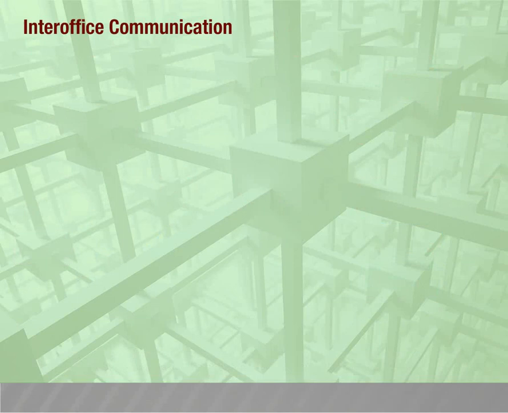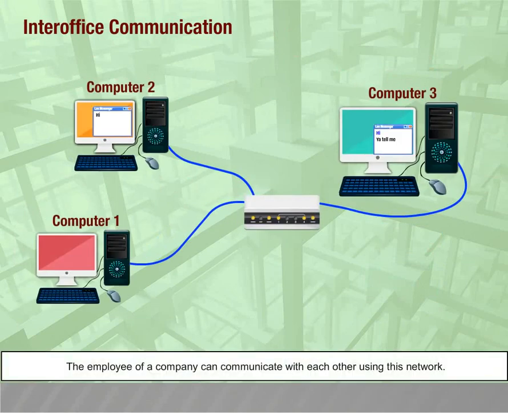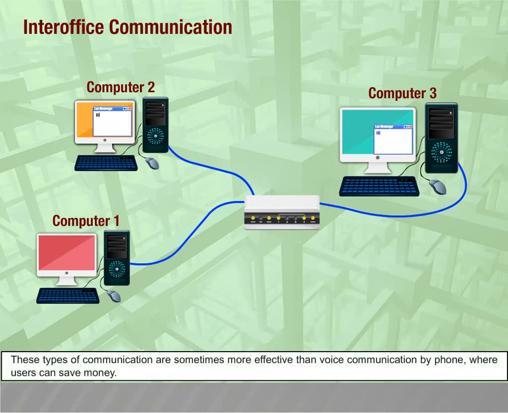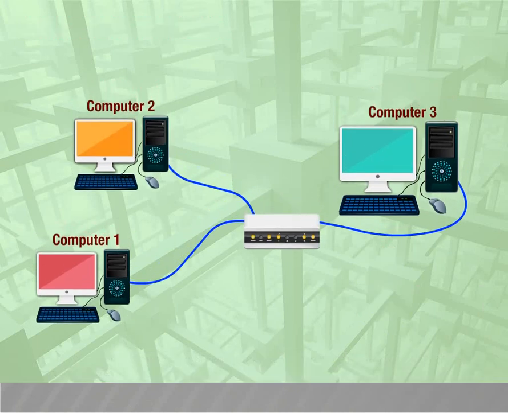Inter-office communication. The employees of a company can communicate with each other using this network. Some of the LAN messengers used within the office area are CD Messenger, Outlook Messenger, and Tonic. These types of communication are sometimes more effective than voice communication by phone, where users can save money.